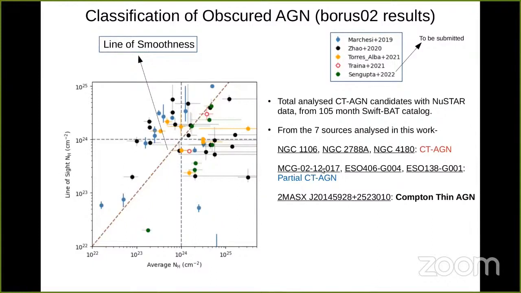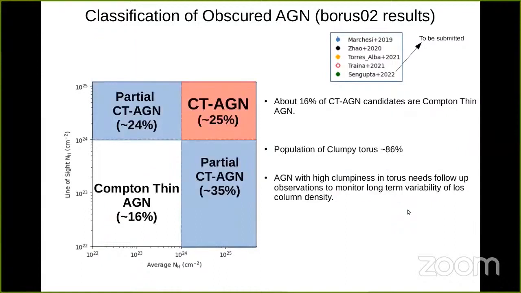So we inserted all the CTAGN candidates previously analyzed with NuSTAR data from these publications. From the 7 sources I analyzed, these 3 came out CTAGN, these 3 partially CTAGN, and 1 Compton-thin, which I showed a few minutes ago. By overall analysis, we found only about 25% of the CTAGN candidates are confirmed CTAGN, whereas 59% is partially CTAGN and 16% is Compton-thin AGN.